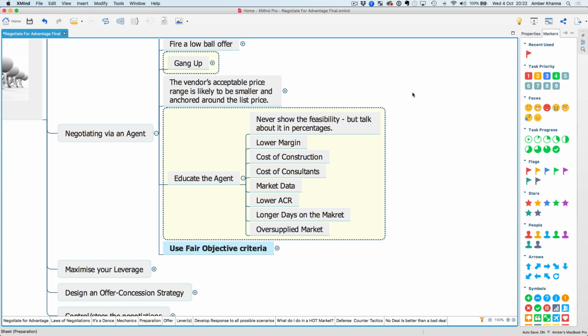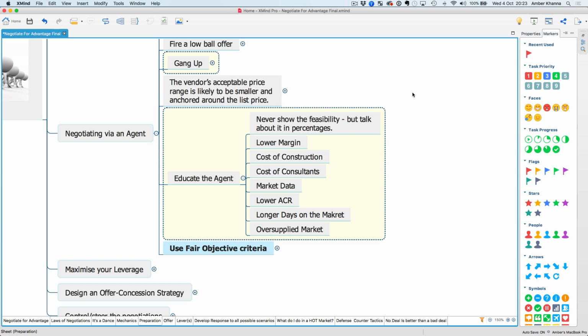So the vendor's acceptable price range is likely to be smaller and anchored around the list price, even if it is optimistic. You want to figure out what the vendor is expecting. The list price there, let's say in the range of 850 to 900, is what they are expecting to get for their land. That's another dead giveaway, where you can put it down on paper and figure out, he's asking this, and the other sites in the area sold for that. If you spend a few minutes on something like this, you'll figure out exactly how all of this comes together.